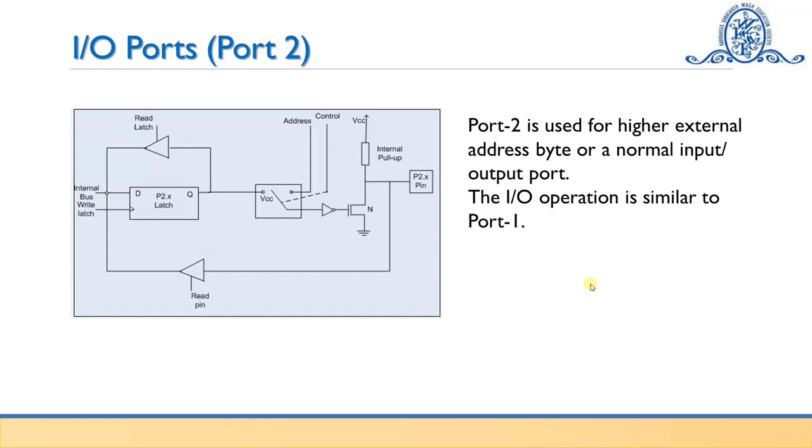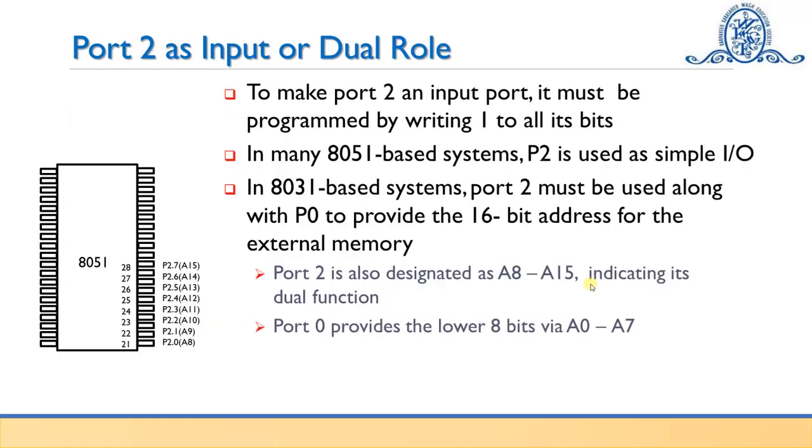The third IO port is port 2, and port 2 is also used for the higher external address byte or as a normal IO port. So again it is similar to port 0. It is playing a dual role. It is either acting as a simple IO port or it is used for the higher bytes of external address generation. Then the IO operation is very similar to port 1 in this case also. So as I said, port 2 has a dual role.